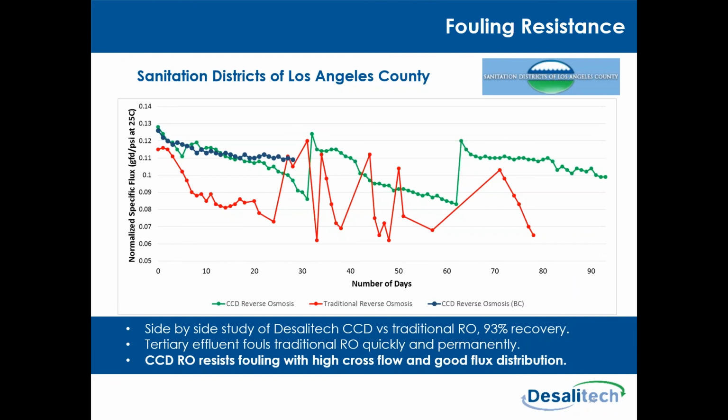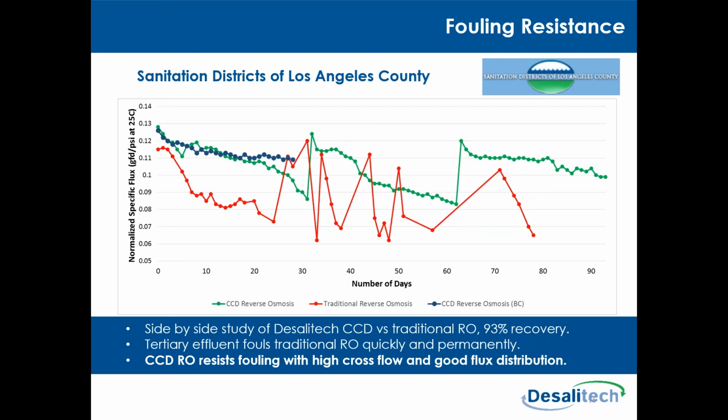I'll get into some data now on performance. This is a normalized flux. This is a side-by-side study of a Desalitech system with a traditional RO system in a wastewater application. So this is municipal effluent. And this is the apples-to-apples comparison. So everything was the same membrane, same water, same flux, same recovery rate.